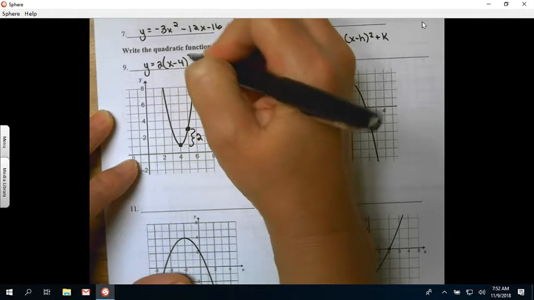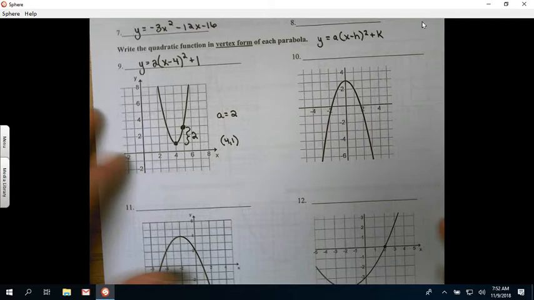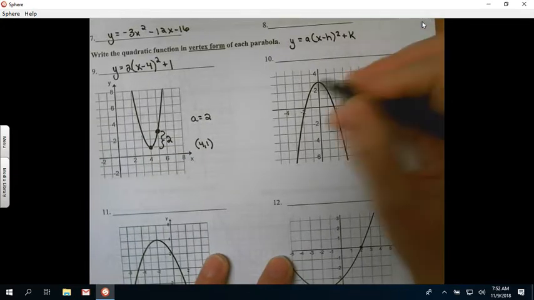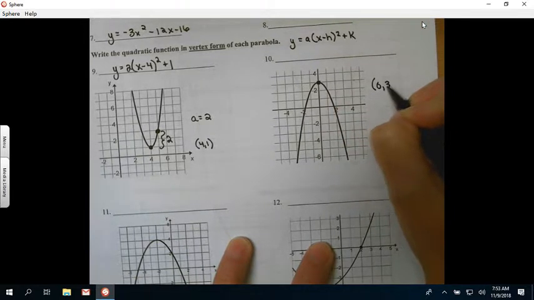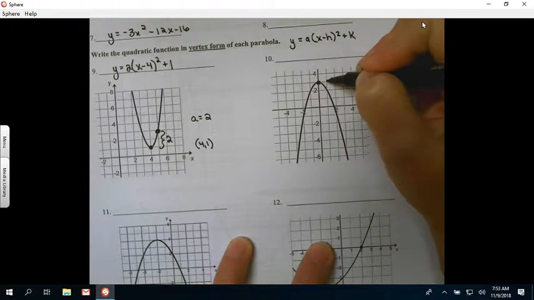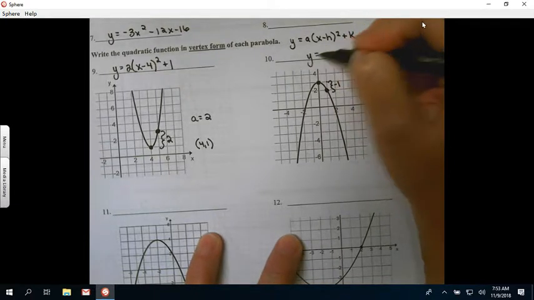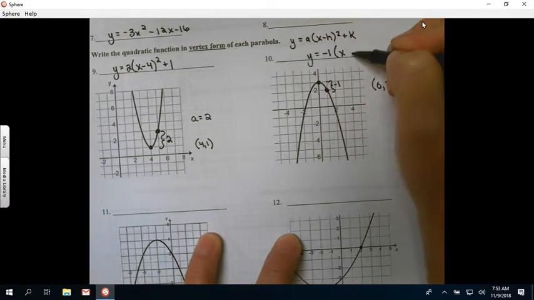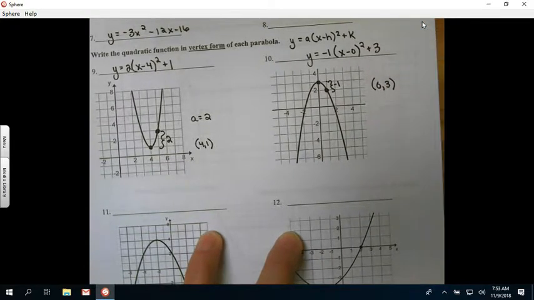Remember, insiders lie, so I write it as a negative 4. Okay. I'll do one more of these. This one opens down. I have a vertex at 0, 3. Again, I'm going to go out 1, and where does it hit? And I see what that changes. Since I went down, it is a negative 1. So this time, my a is a negative. Okay. All right.